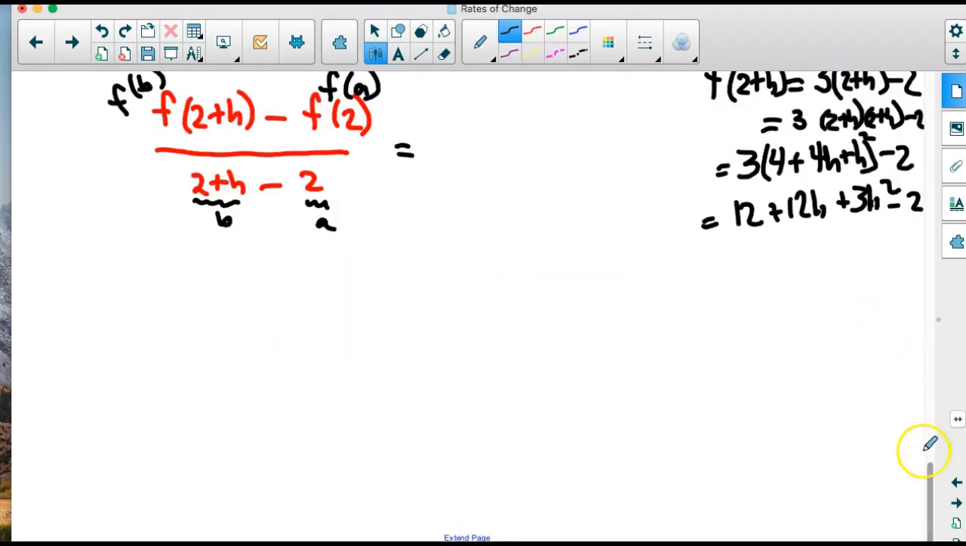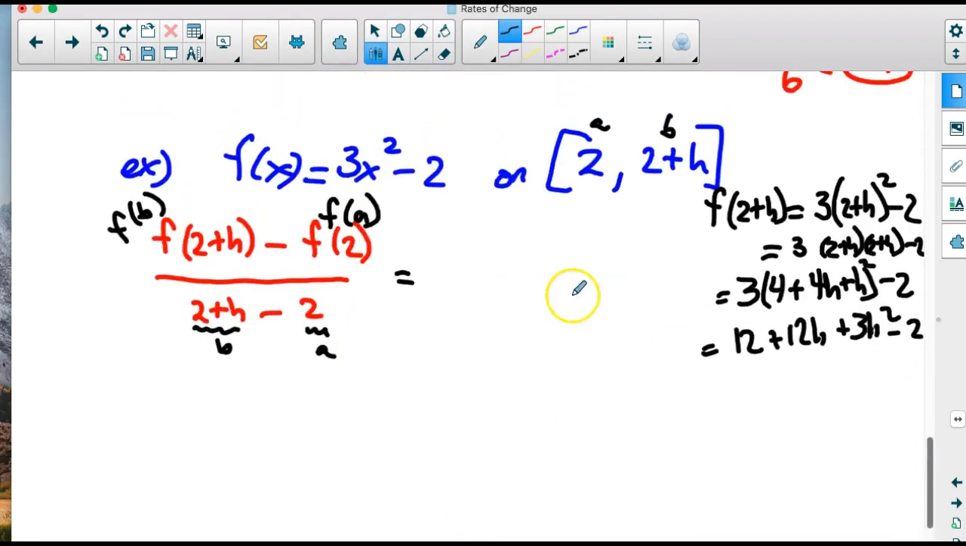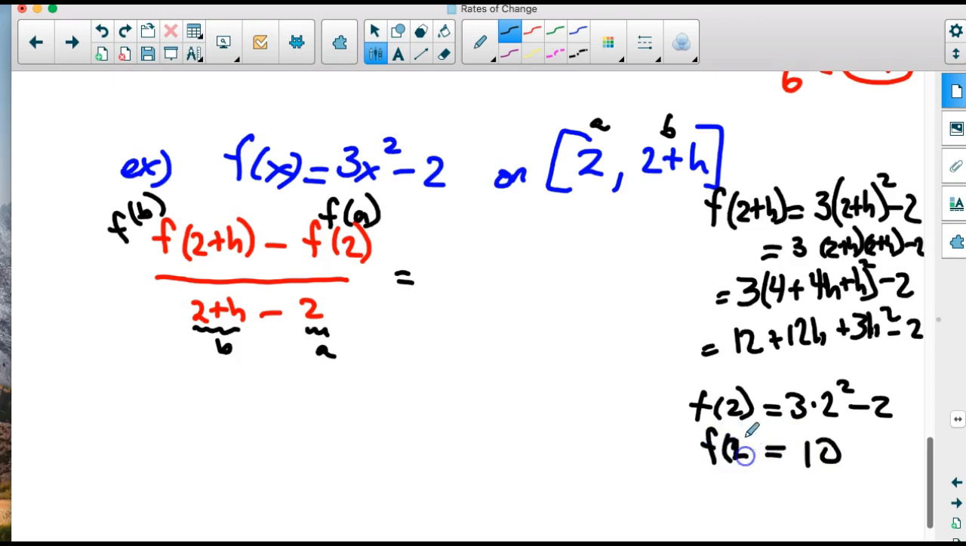Now, if I just evaluate f of 2, that's going to be easier. We just plug 2 in there. 3 times 2 squared minus 2. That's going to be 4 times 3, which is 12, minus 2 is 10. So f of 2 is 10.